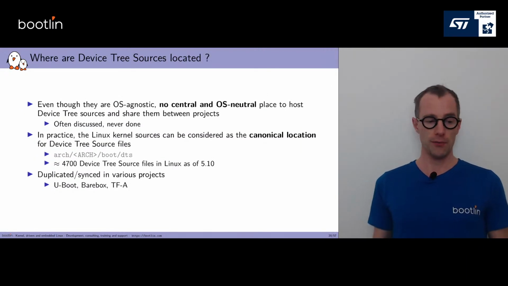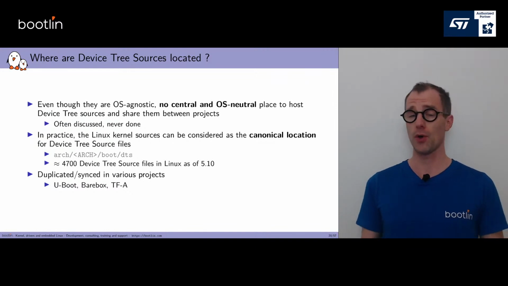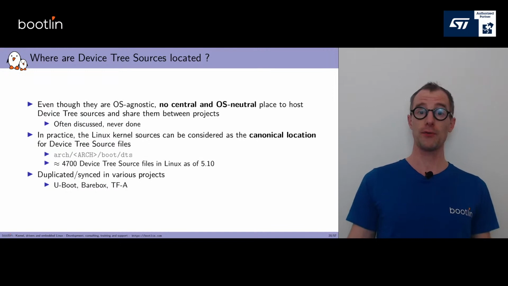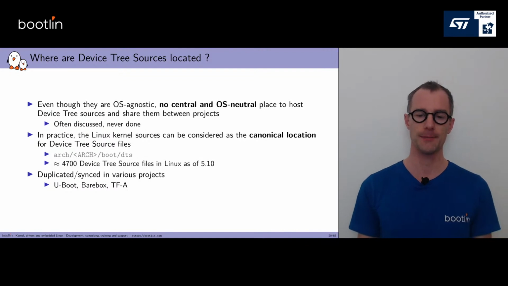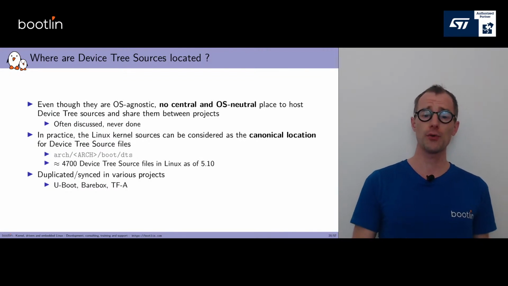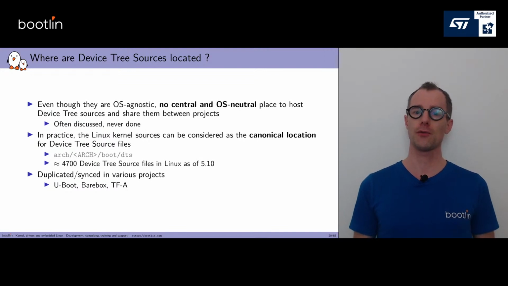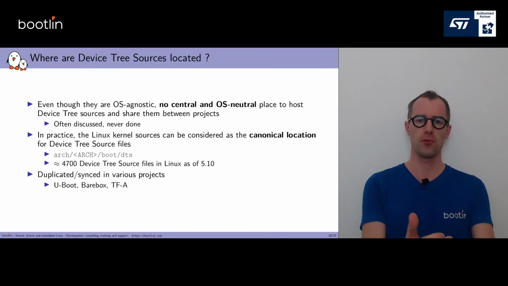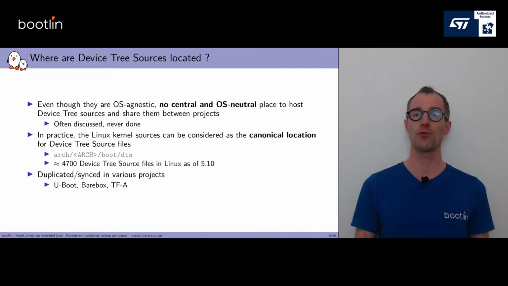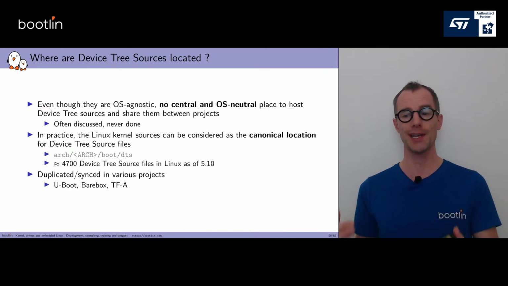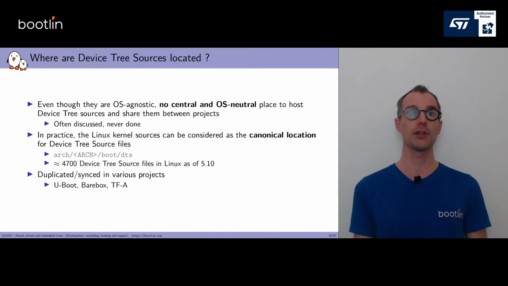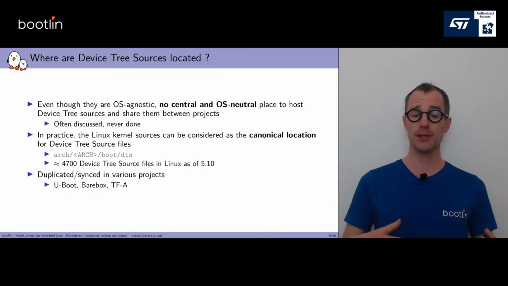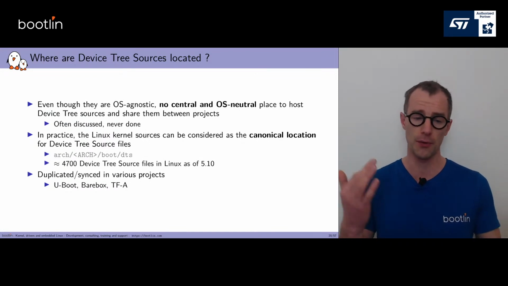So these device tree files, for sure, you could write your own, but there are plenty of existing hardware platforms that are supported in Linux and in other projects. So where do you find those existing device tree files? As I mentioned, the device tree is supposed to be an operating system agnostic representation of the hardware. So ideally, there should be some kind of reference place where you can find the device trees representing various hardware platforms. Sadly, that doesn't exist. There is no such central and OS neutral project or location that was created to collect all those device tree files. This was discussed many times, but never done for various reasons.